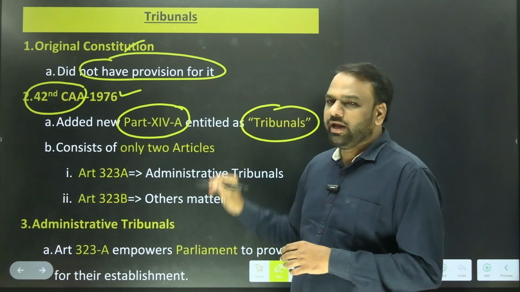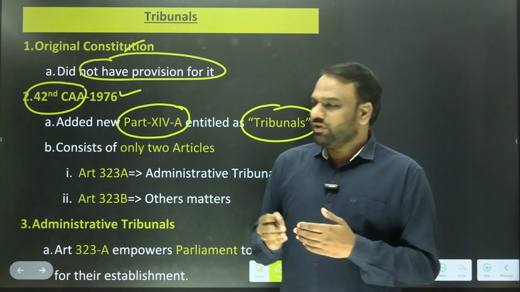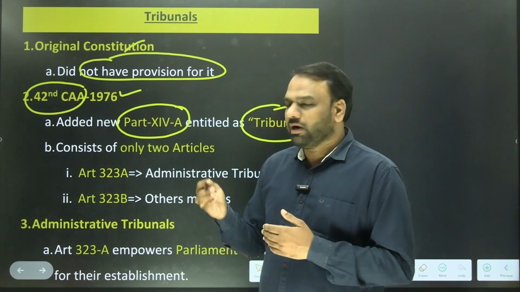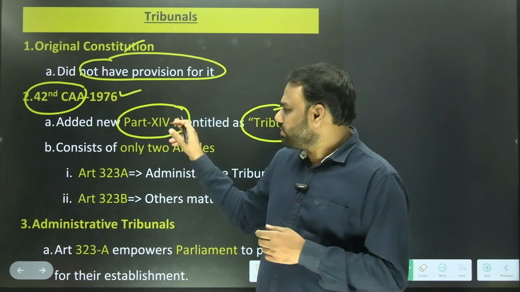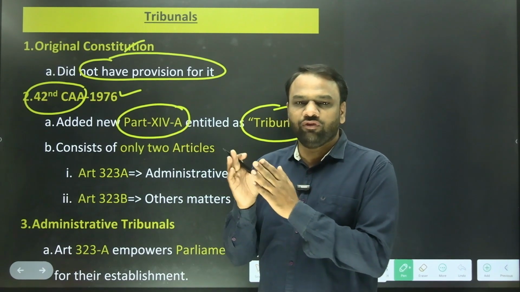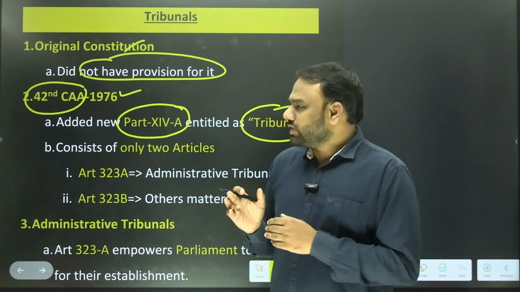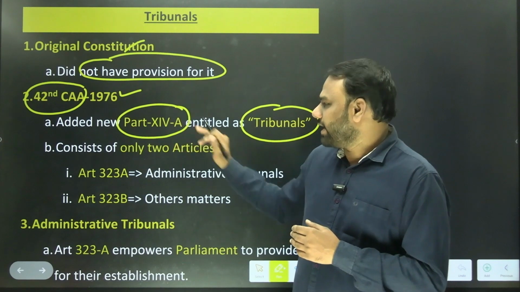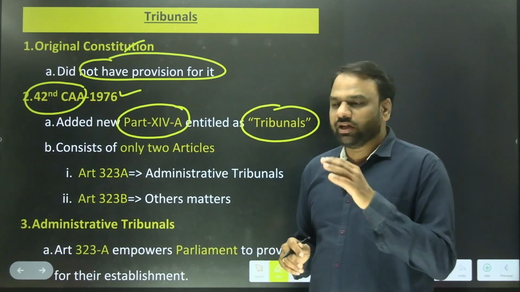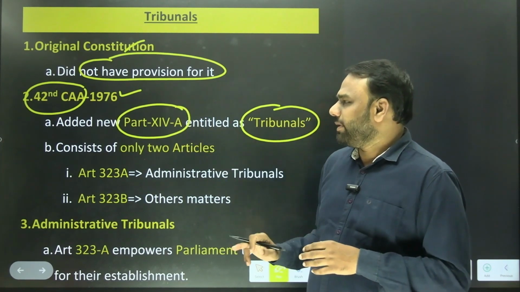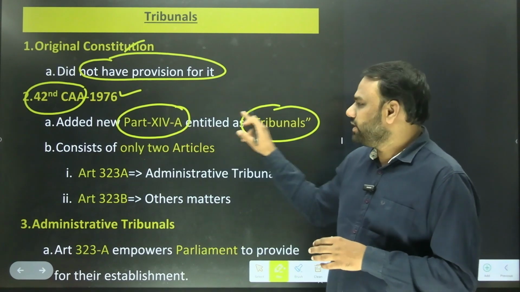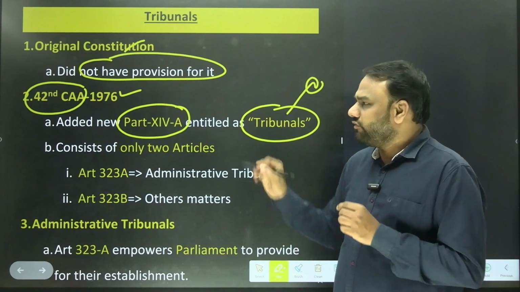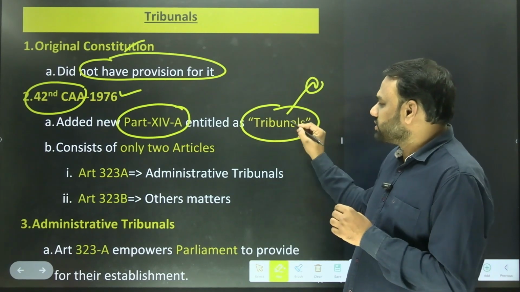So why 14A? We already know there are various parts, Part 1, Part 2, Part 3, Part 4, Part 14, Part 15 and so on. This was the most appropriate place where we wanted to fit the concept of tribunals, but there is no space after Part 14, as the next is Part 15. That's why an A has been added. So Part 14A was added through the 42nd Amendment, and this Part 14A deals with tribunals. The 42nd Constitutional Amendment Act of 1976 introduced the concept of tribunals.